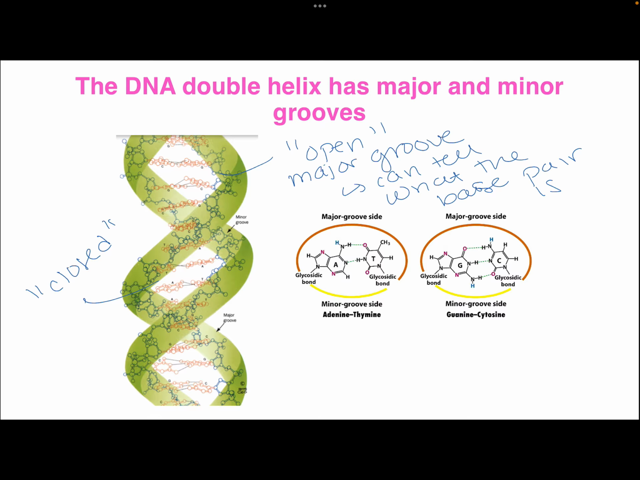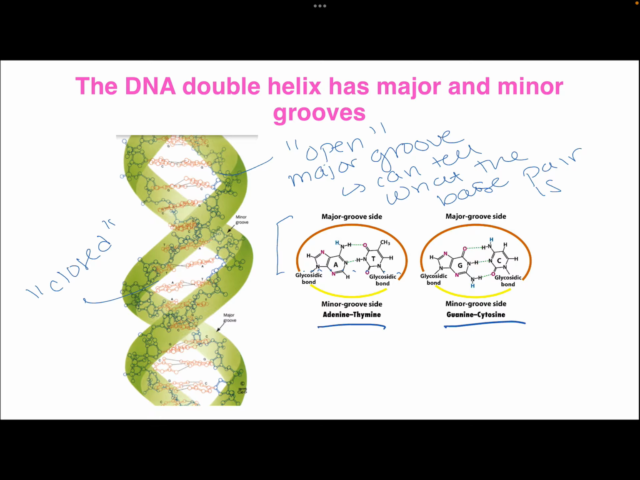So let's look at this diagram here. On the left, we have adenine and thymine. On the right, we have guanine and cytosine. And this part here, shown in the brown color, that is your major groove point of view. So you can see anything represented by this brown section from the major groove.